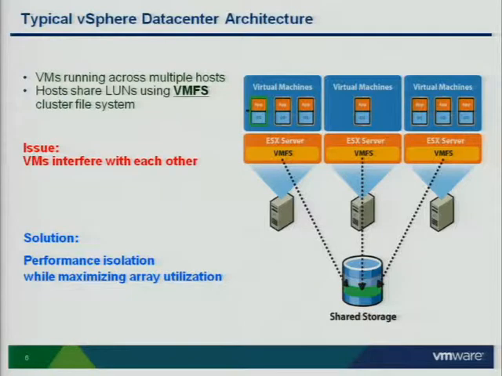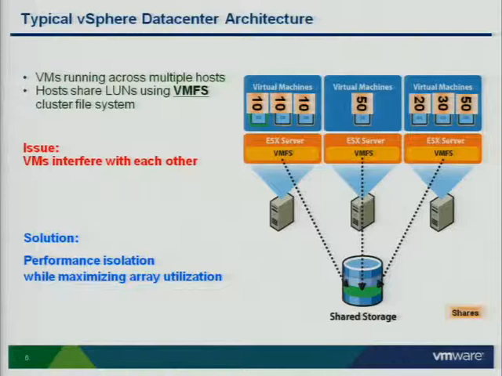And the goal of the feature is to provide performance isolation while maximizing array utilization, because one can always think of a simpler scheme where you try to restrict VMs so much that even if some important VM is not using the storage resources, you would still not be able to give the resources to the unimportant VM. So we don't want to impact the overall array utilization, but when there is congestion, we want to be able to give priority to certain VMs.